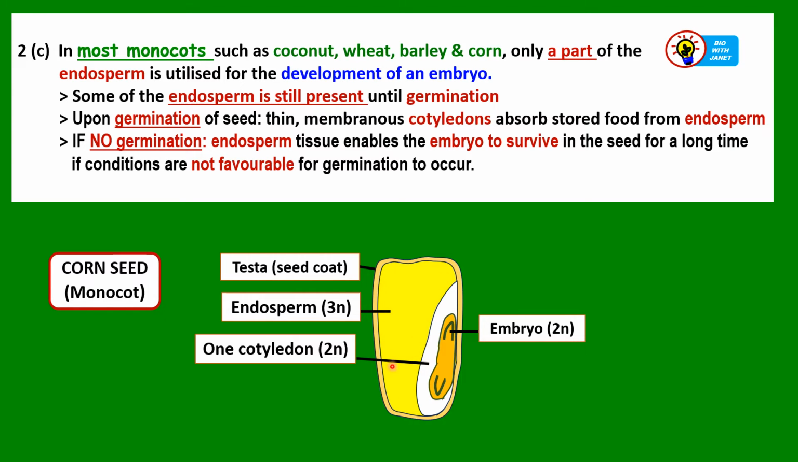So endosperm takes up a lot of space, a volume in the corn seed. And then here we have the one cotyledon, the white part, and the embryo is at the side here with its plumule or young shoot and the radicle or young root. Okay, so the endosperm tissue is a triploid tissue, but the cotyledon is a diploid tissue that is produced by mitosis of the zygote. Then outside is a tough seed coat.